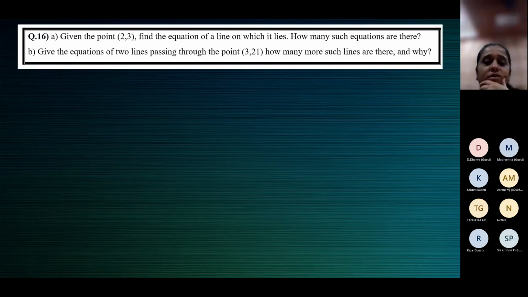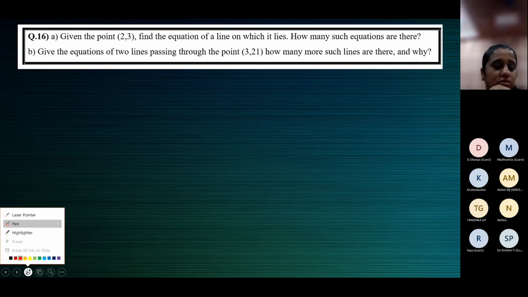All right. Now let's discuss this. This is also in NCERT. Given the point (2, 3), find the equation of a line on which it lies. How many such equations are there? So the first question is, you're given the point (2, 3). Find the equation of a line on which it lies.